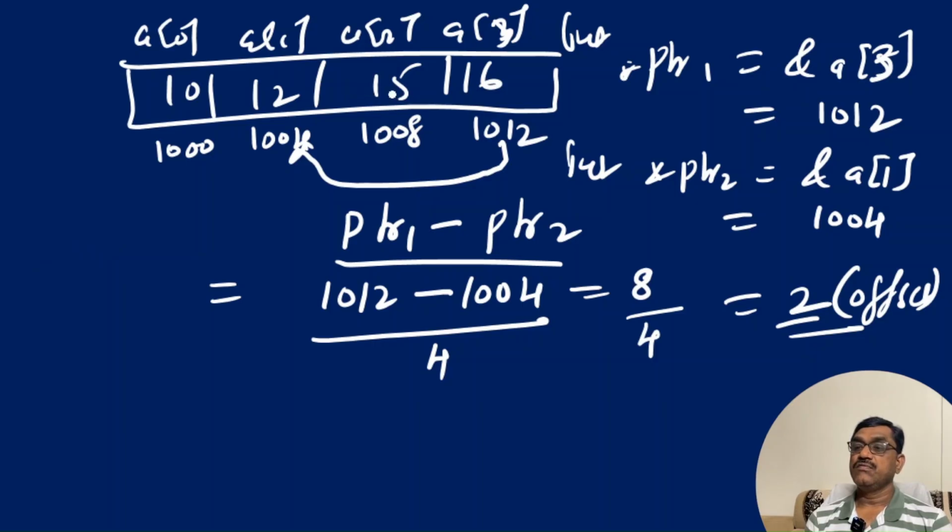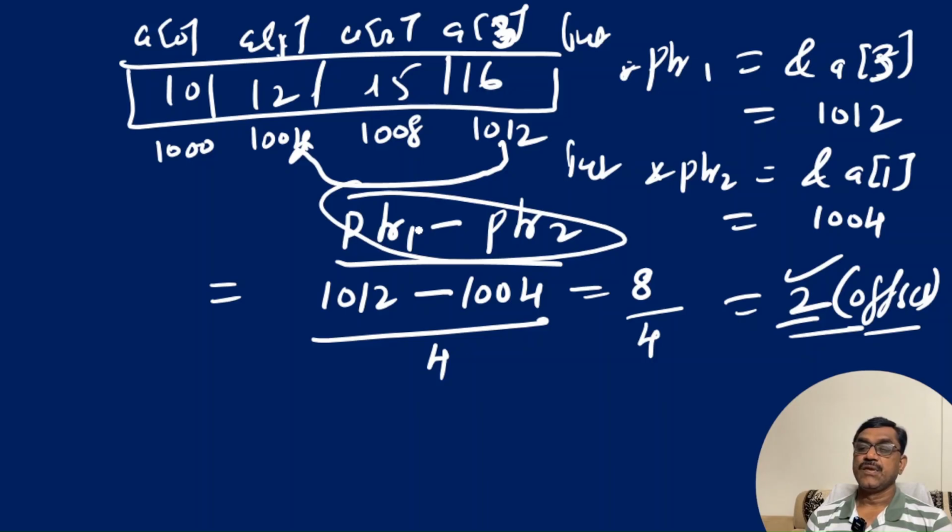See here, this is index 3 and this is index 1. 3 minus 1, how much? 2. So this distance is this 2. This is the output we get when we subtract pointers like this. This is about pointer subtraction.